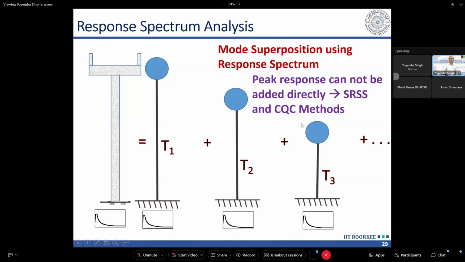To make the response realistic, we have to combine the peak responses appropriately, and two methods of that combination are there, SRSS and CQC. The details of these methods are available in any theory of vibrational structural dynamics book, and the option is available in all the software. So we can use either SRSS or CQC.